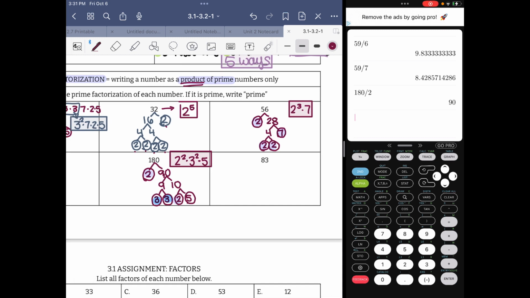Okay, what about 83? Did anybody find anything that goes into 83? Probably not, because guess what? 83 is prime. If you're not sure, try 83 divided by 2, 83 divided by 3, 83 divided by 5. Oops, I skipped 83 divided by 4. 83 divided by 4. 83 divided by 6. 83 divided by 7. 83 divided by 8. 83 divided by 9. None of those worked.